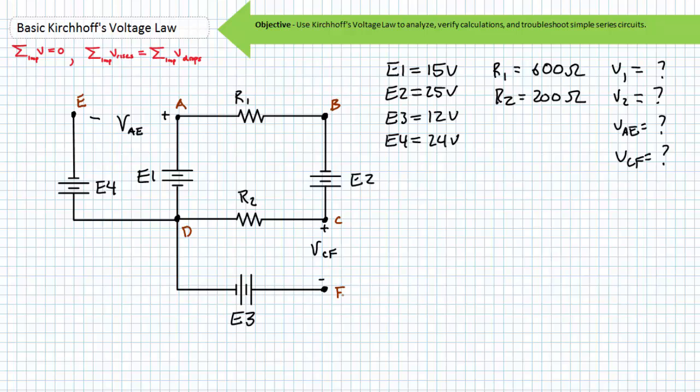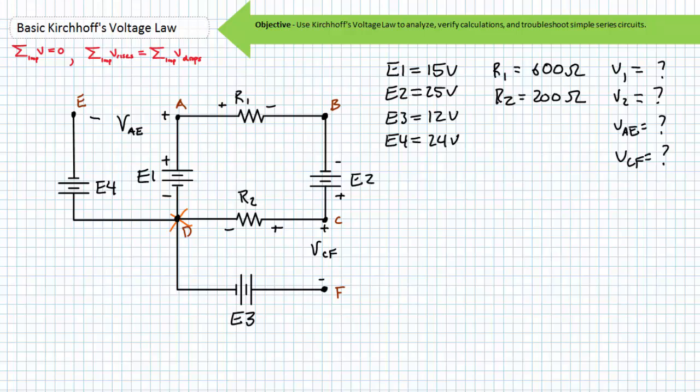If you look at how E1 and E2's polarities are assigned, they seem to be aiding each other. As such, conventional current will flow in this direction and induce a voltage drop across R1 and R2 with the indicated polarity. Now we can start at any point in this loop and perform a KVL analysis traveling in the direction of induced conventional current. Let's start right here at node D.